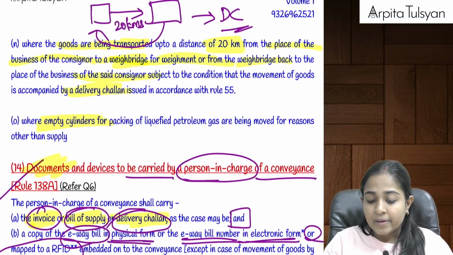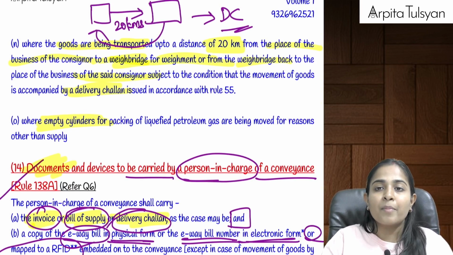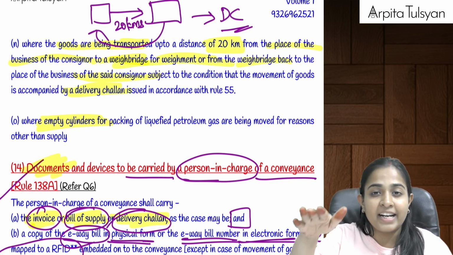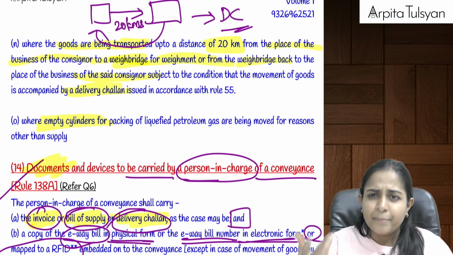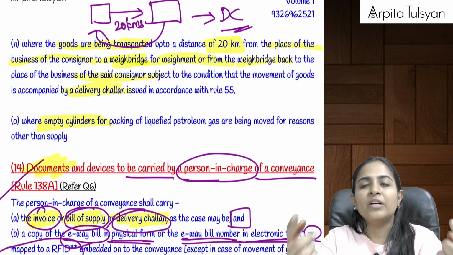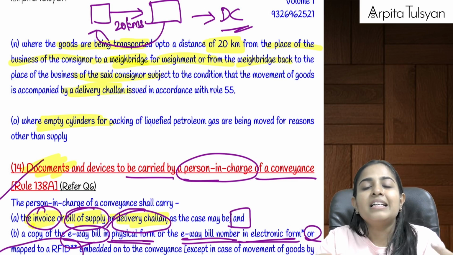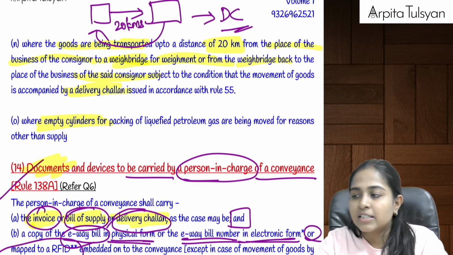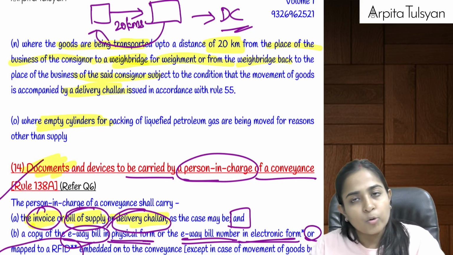Similarly, when the goods are being transported from the consignor's premises to such a place where the goods are going to be weighed, a weighment bridge, or weigh bridge, W-E-I-G-H. From my place it is going to go to the weigh bridge only for the purpose of weight, and the distance is up to 20 kilometers. Or vice versa, the distance from weigh bridge to our premises is up to 20 kilometers.